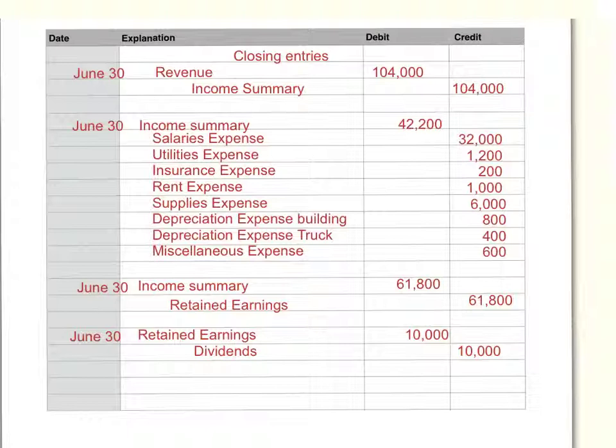What I do now is I post them to the ledger, and when I do that, I bring revenue to 0, all the expenses to 0, and I adjust the retained earnings up by $51,800, which is indicated in my statement of retained earnings. And then I prepare what's called a post-closing trial balance.